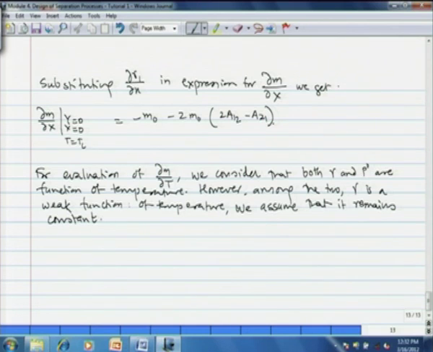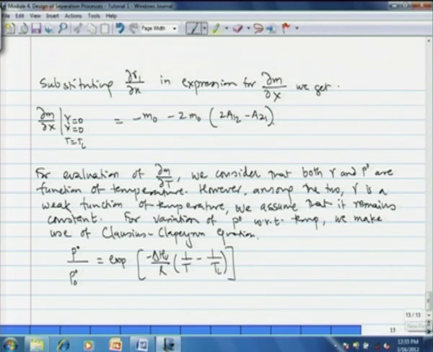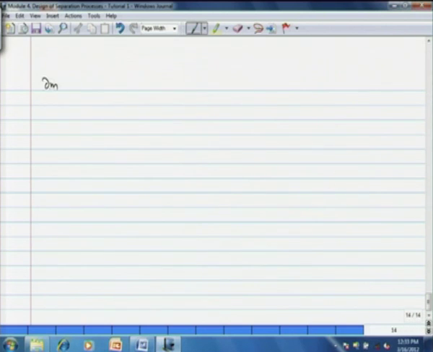Now for variation of P₀, the vapor pressure with respect to temperature, we make use of the Clapeyron equation. P₀/P₀₀, that is at reference condition, is equal to exp[−ΔHv/R, the heat of vaporization, into (1/T − 1/TL)]. Okay. So the reference temperature we take as the inlet temperature of the liquid. And now with this we try to find ∂m/∂T.